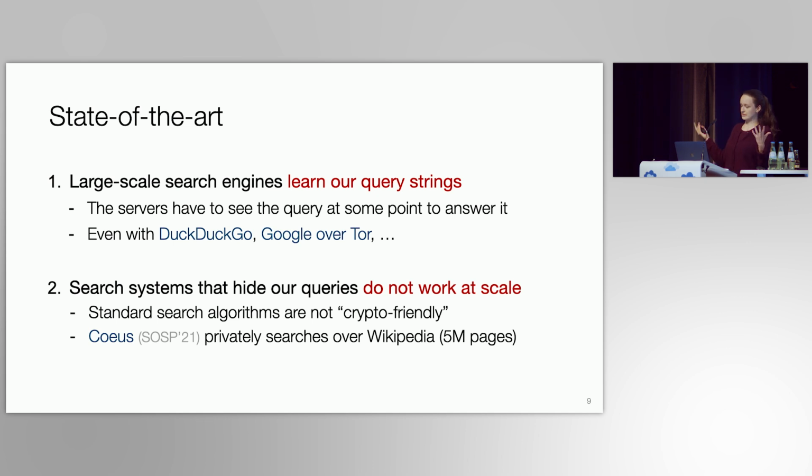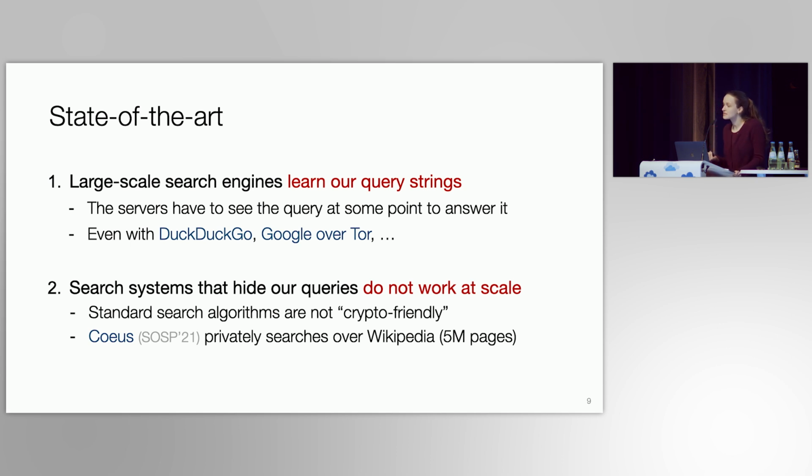Okay, so where are we today? Well, today's large-scale web search engines learn our query strings. And again, this is because in order to answer our queries, the servers have to see our queries at some point. And so this holds even if we use a search engine that doesn't track its users, or if we interact with the search engine over Tor to anonymize our IP address. On the other hand, there exist some private search systems, so they never learn our query strings. However, these don't work at large scale.